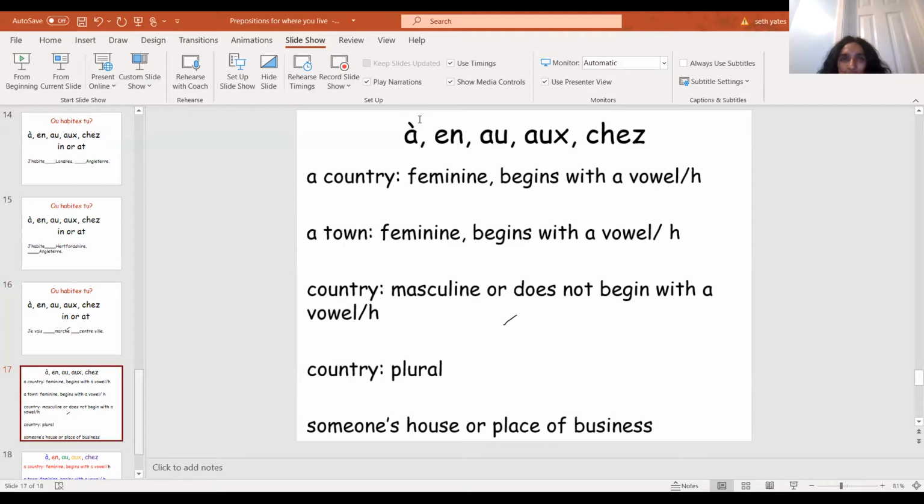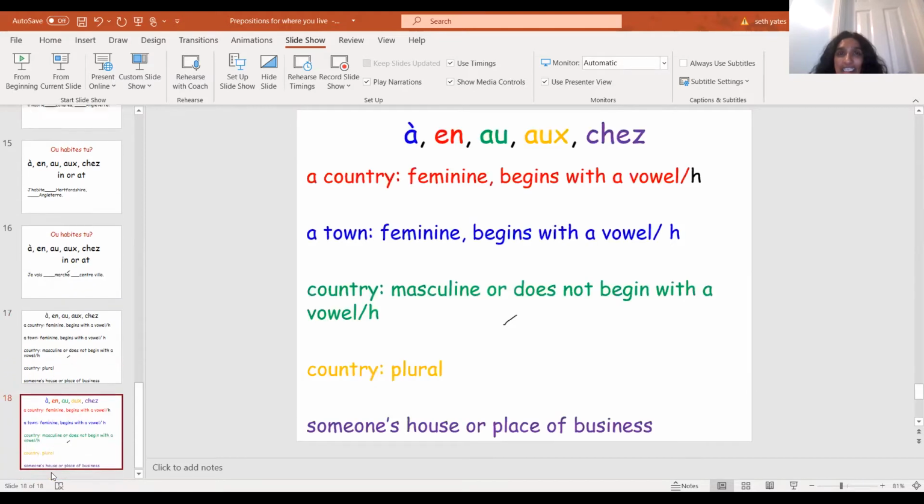Right, so let's have a look at these different rules and the different versions of in or at. Can you remember which is which? I'm just going to leave you with the rules. Can you remember if we say à, en, au, chez? Which one was a country that was feminine, begins with a vowel or an H? Which one did we use for a town that was feminine or begins with a vowel or an H? Which one is a country that is masculine or doesn't begin with a vowel or an H? And which one would we use if we were talking about a country that was plural? And which one would we use for someone's house or place of business?